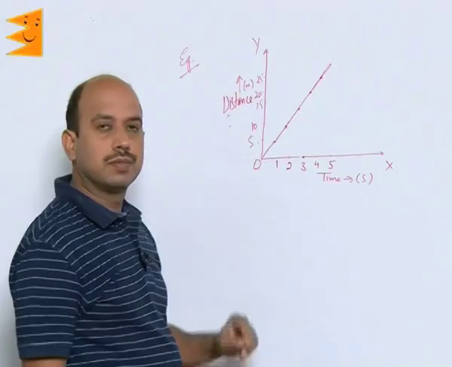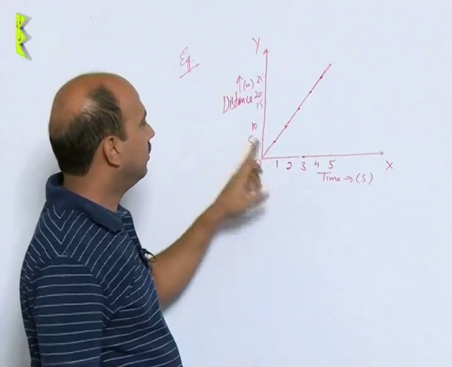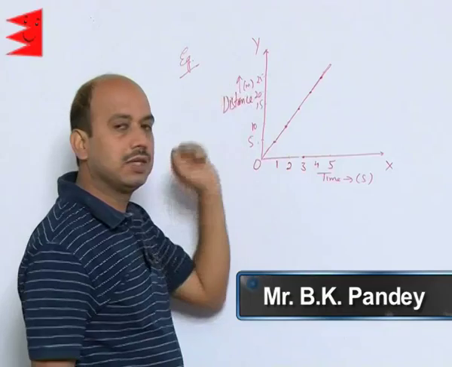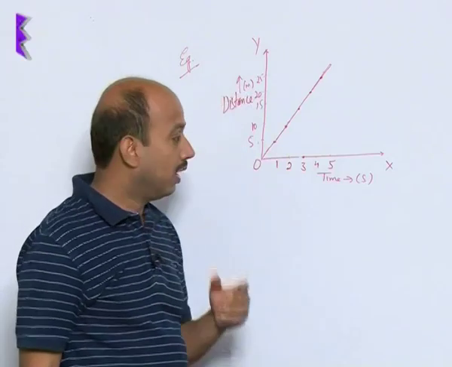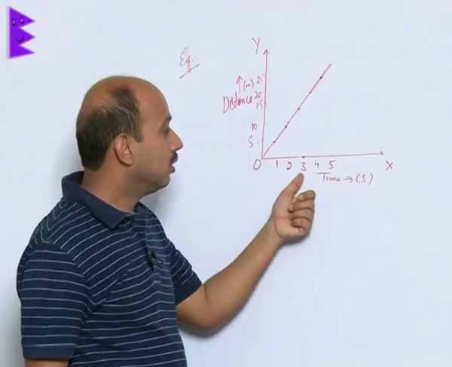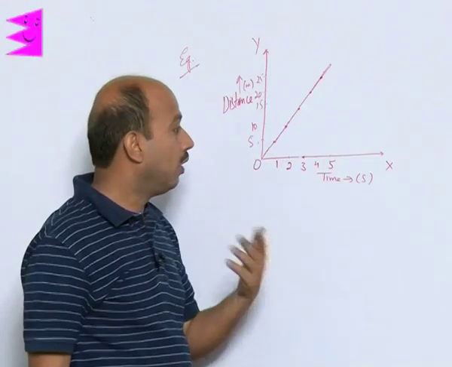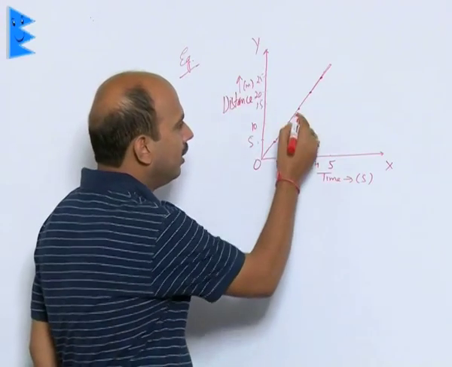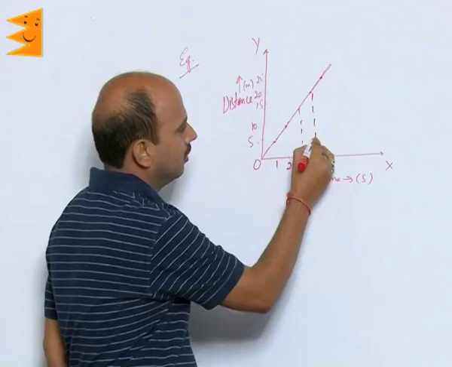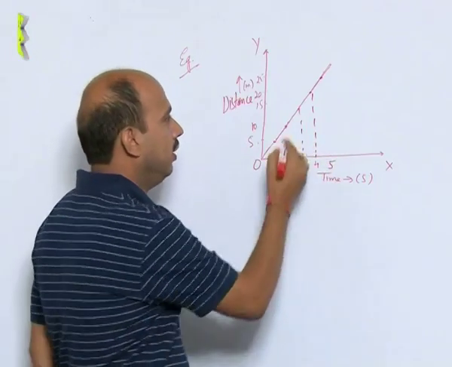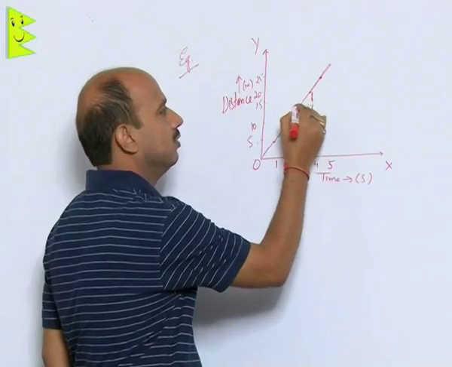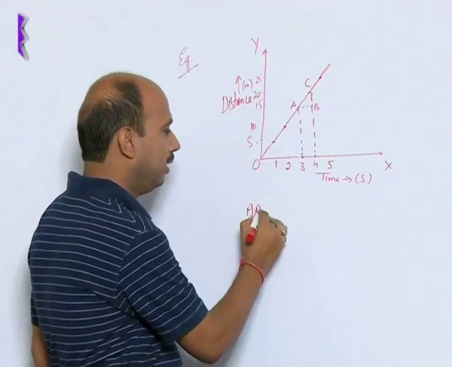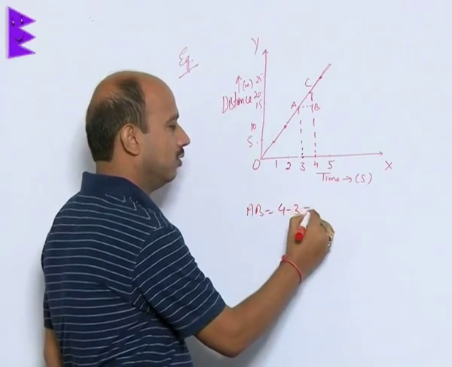Now see this example. There is a graph between distance and time. Here time is given in seconds, distance is given in meters. If I ask you to calculate speed between the third and fourth second, you have to calculate the distance between the third and fourth second. We can take this example, I have just drawn this line and this line. See, this is the time interval, this is the distance, so this we can take B and this we can take C. We can write AB is equal to 4 minus 3 is equal to 1 second.